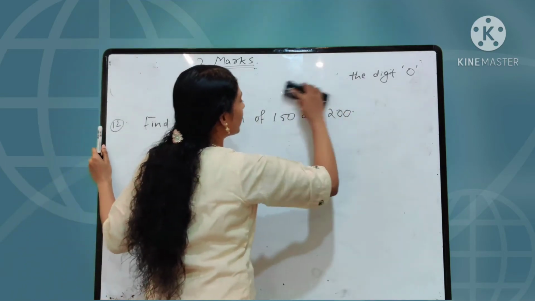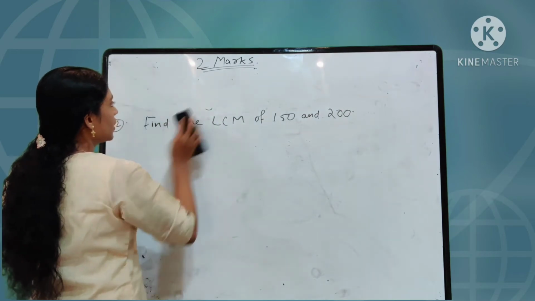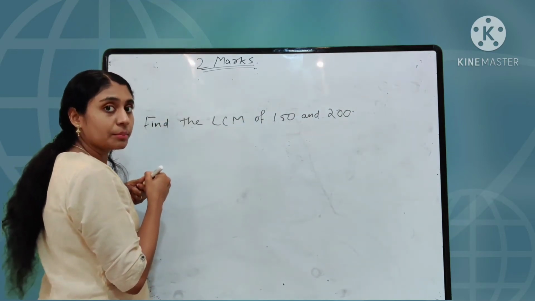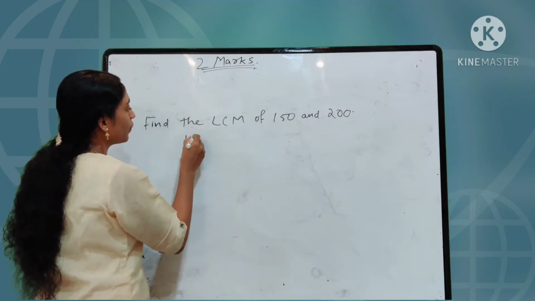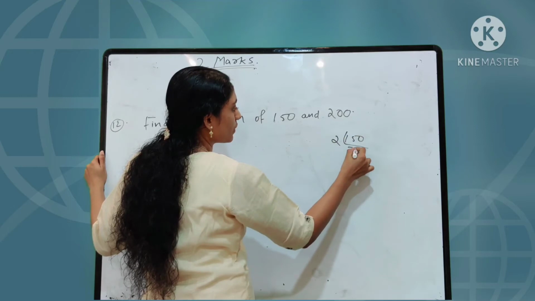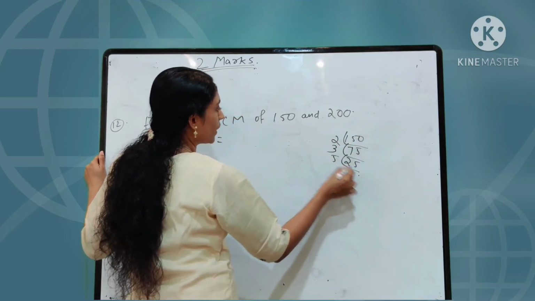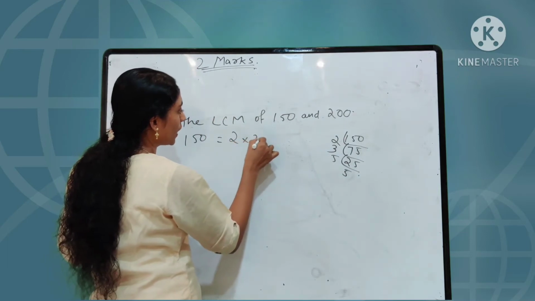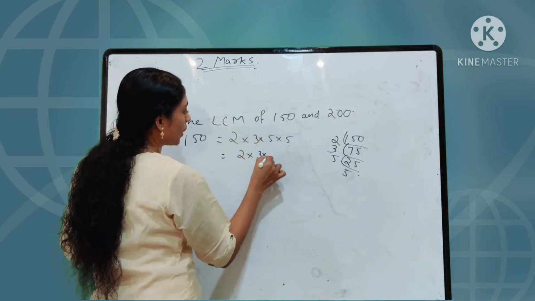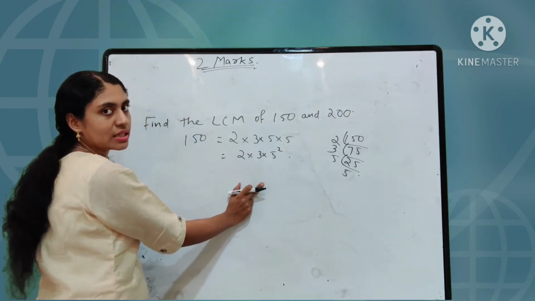Now we can do the next question, that is to find the LCM of 150 and 200. In order to find the LCM of two numbers, first we have to find the prime factors of each number. So 150 can be written as 2 into 75, again 3 into 25, 5 into 5. So we can write it as 2 into 3 into 5 into 5, which can be written as 2 into 3 into 5 square. So the prime factors of 150 are 2, 3 and 5 square, right?